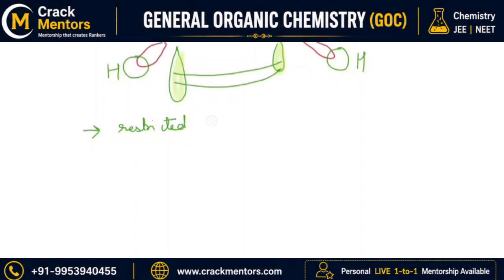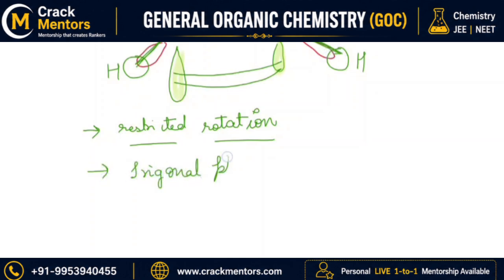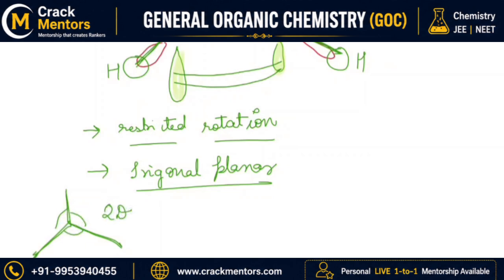they cannot move freely just like sp3 hybridization. So there is a restricted rotation here, as only 2 sigma bonds are there, and the geometry here is trigonal planar, like this. Okay, so this is trigonal planar. There are 3 angles here, and this is actually a 2D structure. So this was trigonal planar.